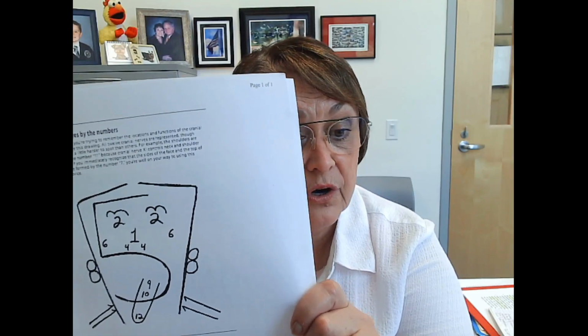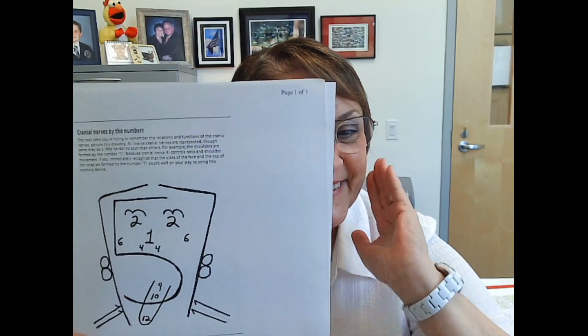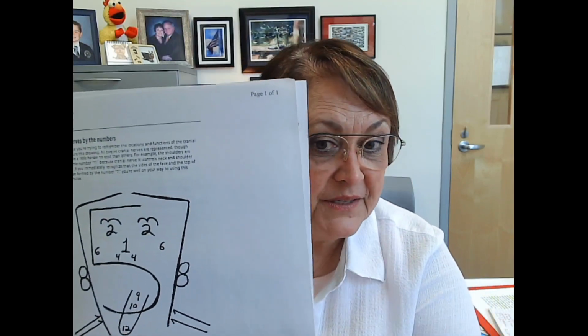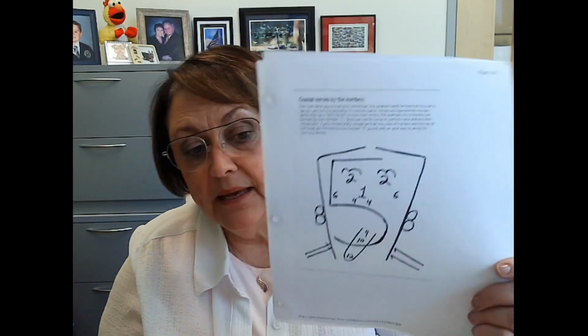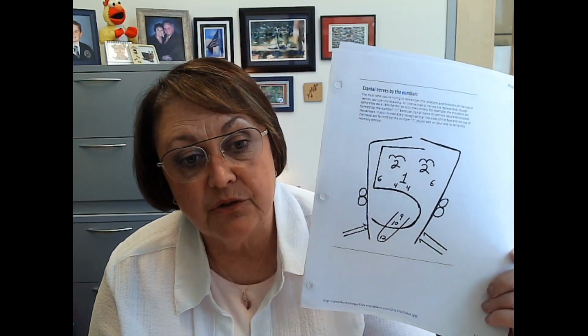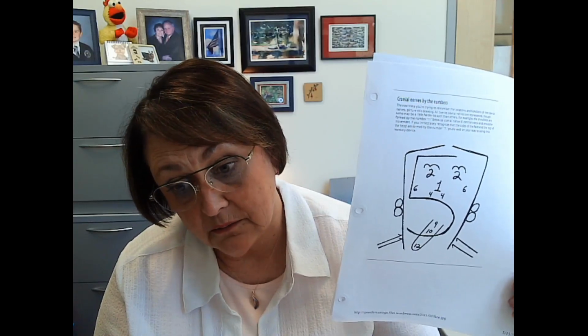11 could be the jaws down in here. And 12 would be the tip of the tongue. So if you had damage to cranial nerves 9, 10, and 12, you may not be able to move your tongue very well. That's what that means.